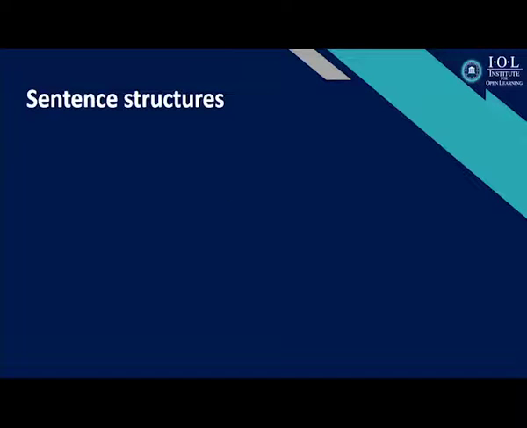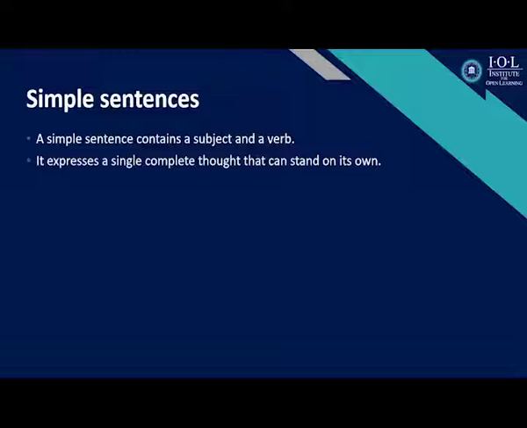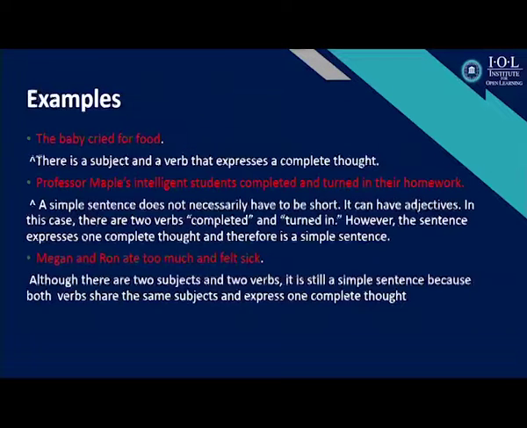Moving on to sentence structure, we have a simple sentence, which contains a subject and a verb, and it expresses a complete thought that can stand on its own. For instance, the baby cried for food. This is a simple sentence. And we also have, Professor Maple's intelligent students completed and turned in their homework. This sentence again is a simple sentence. And we also have, Megan and Ron ate too much and fell sick. This sentence again is a simple sentence.